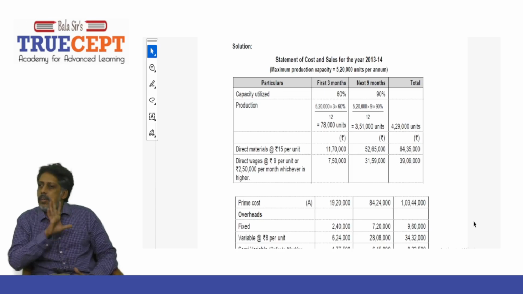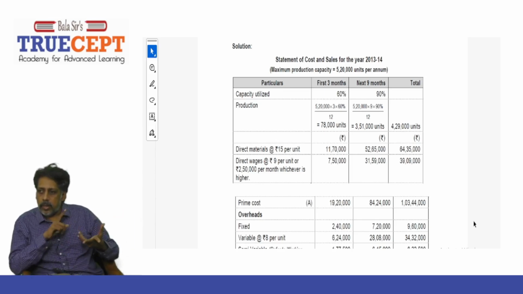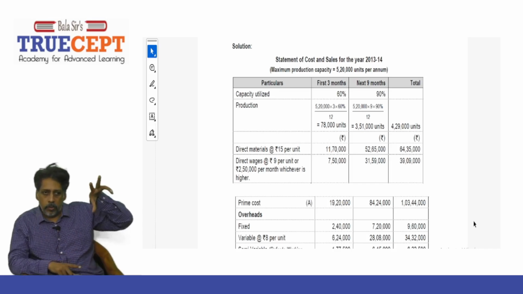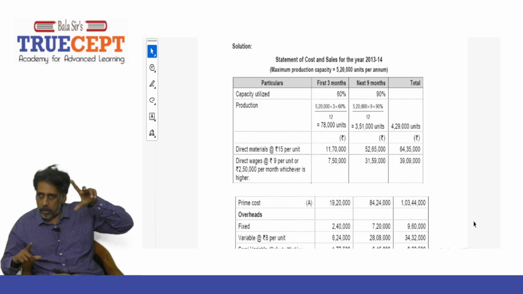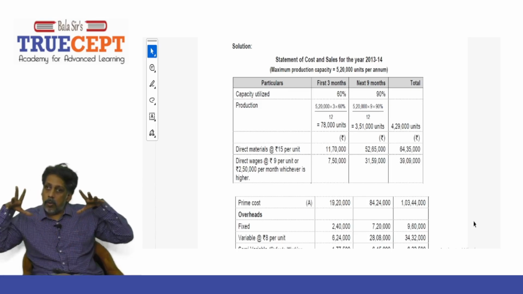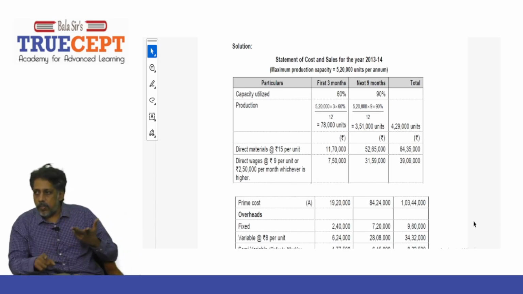What is the first line? Capacity utilized. Very simple. I will tell you how to work it out. Take a calculator, guys. 5,20,000 is the maximum capacity, right? Yes, max, 100%. We are going to operate at 60% capacity for the first 3 months. You can do it this way: 5,20,000 units into 3 by 12 into 60%. 78,000 units would have been produced and sold, yes or no? Yes. At rupees 44 per unit.